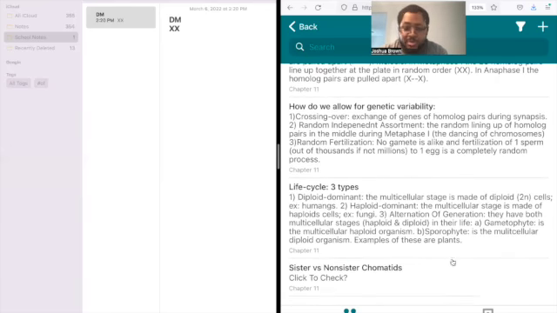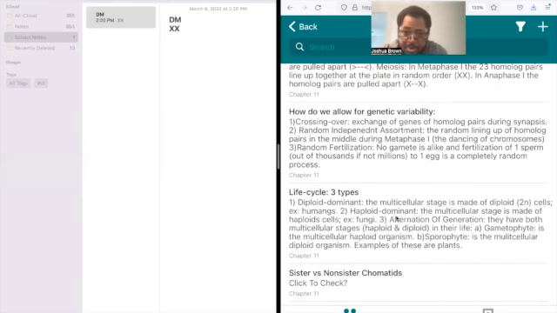Life cycle, three types. For this one, I did put some diagrams on. These are the last few slides in the chapter. We have three types of life cycles. You have the diploid dominant, where the multicellular stage is made of diploids, and that's, of course, us. You have the haploid dominant, which are types of fungi, where the multicellular stage is made of haploid cells. And they have alternation of generations, and these are mainly plants.